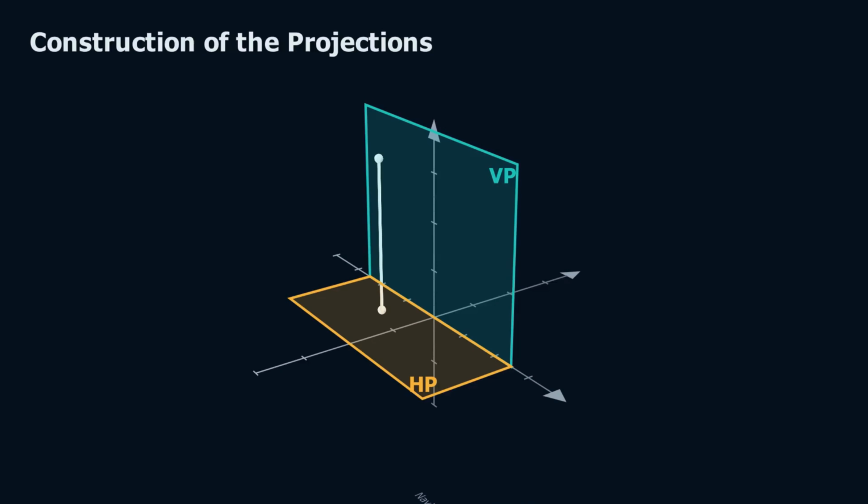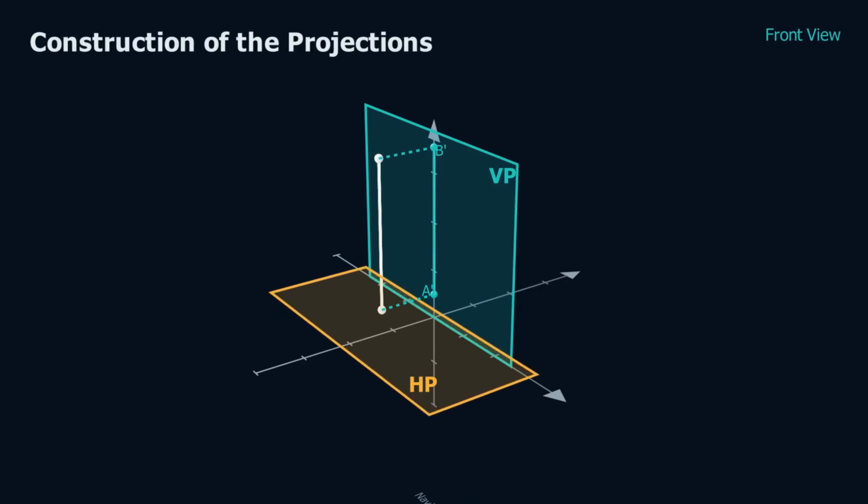Draw a projector from point A perpendicular to the vertical plane. The point where the projector meets the vertical plane gives the front projection of point A, denoted by a prime. Similarly, draw a projector from point B to the vertical plane. The point where the projector meets the vertical plane gives the front projection of point B, denoted by b prime. Join the front projections a prime and b prime. The resulting line represents the front view of the straight line. The front view of the straight line has now been obtained.